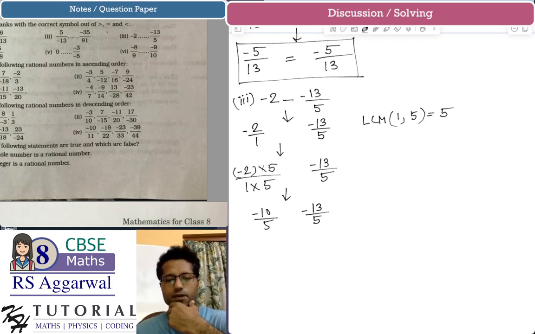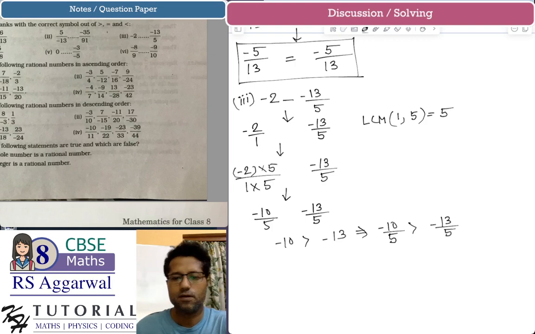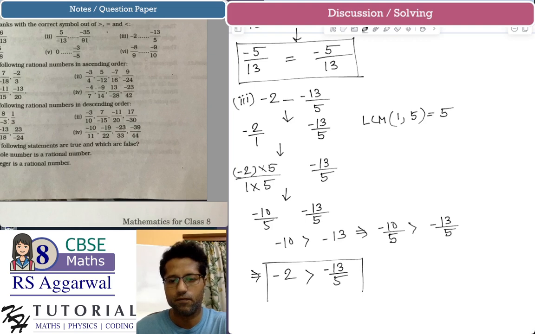Now the rational numbers have the same common denominator, which is 5. We will now compare them based on the numerators, and we know that minus 10 is greater than minus 13. So this implies minus 10 by 5 will be greater than minus 13 by 5. The original rational number was minus 2, so minus 2 is greater than minus 13 by 5. So this is the relation we get between the two rational numbers. Hence, in the fill in the blanks, the operator will be greater than.